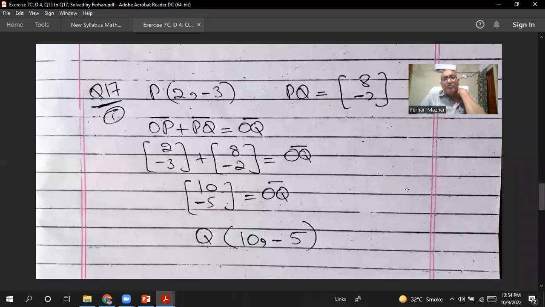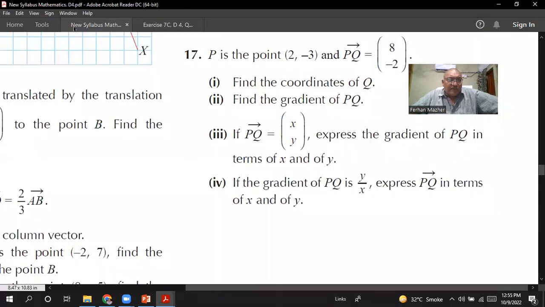So the OP is (2, minus 3), and the PQ is (8, minus 2). The OQ is the question. So 2 plus 8 is 10, minus 3 minus 2 is minus 5. So the OQ will be (10, minus 5). So the coordinates of the point Q will be (10, minus 5). So this is how you find the coordinates of the point Q.